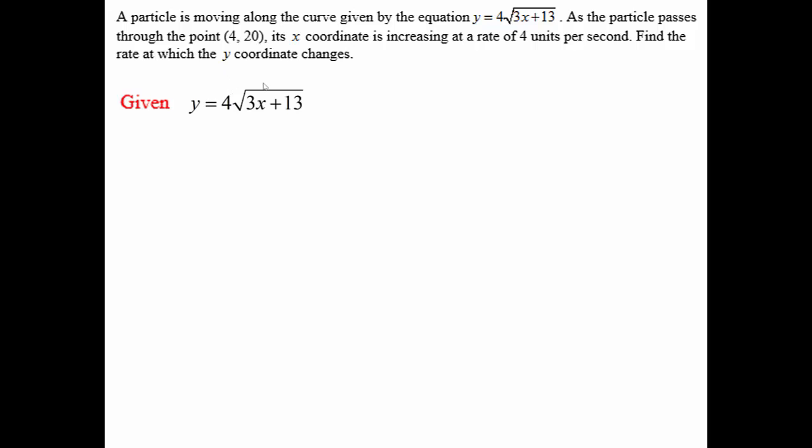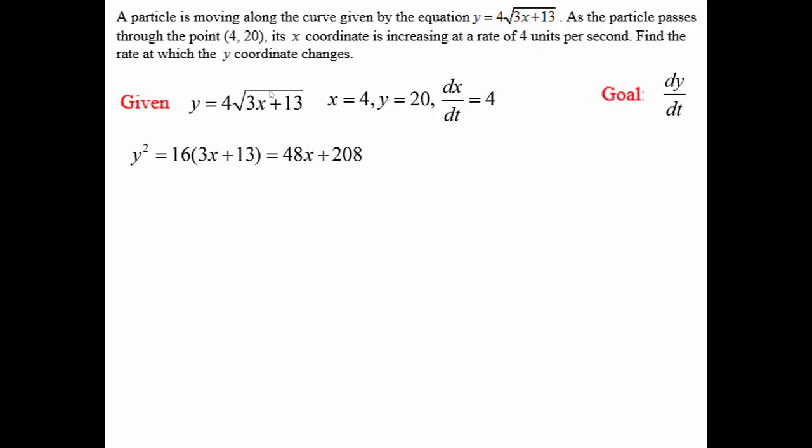We are given a function, and we are given x equals 4, you can see here, y equals 20, and that x coordinate increases at a rate of 4, which means dx/dt is 4. What is our goal? Find the rate at which the y coordinate changes, that means we want to find dy/dt.